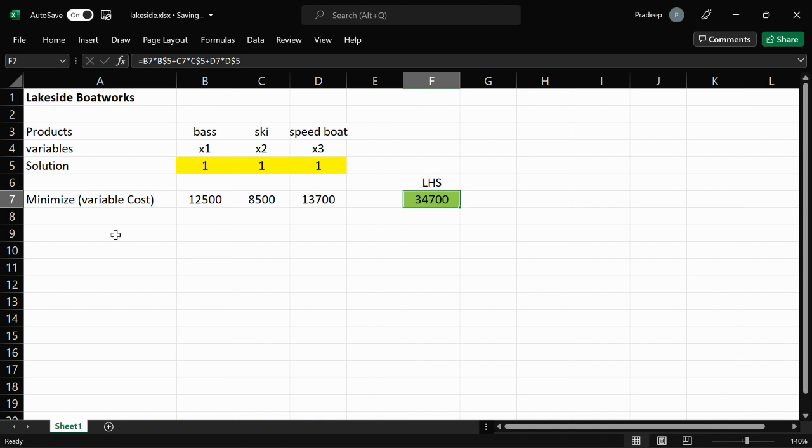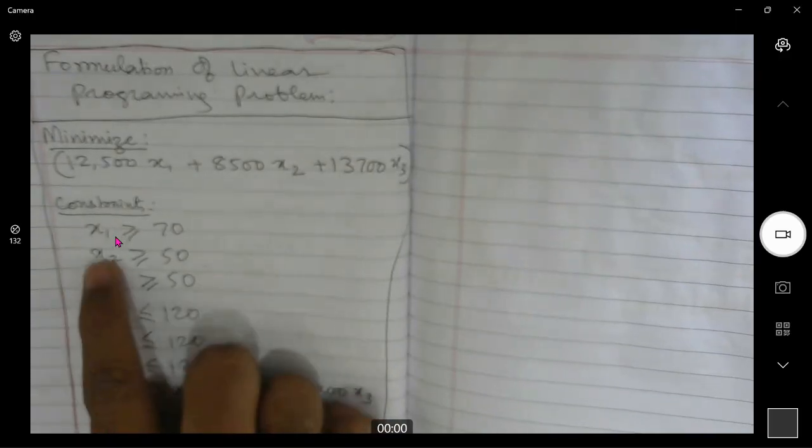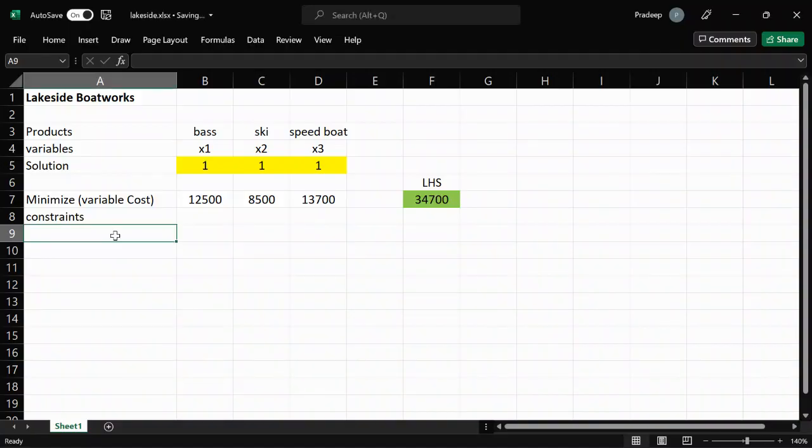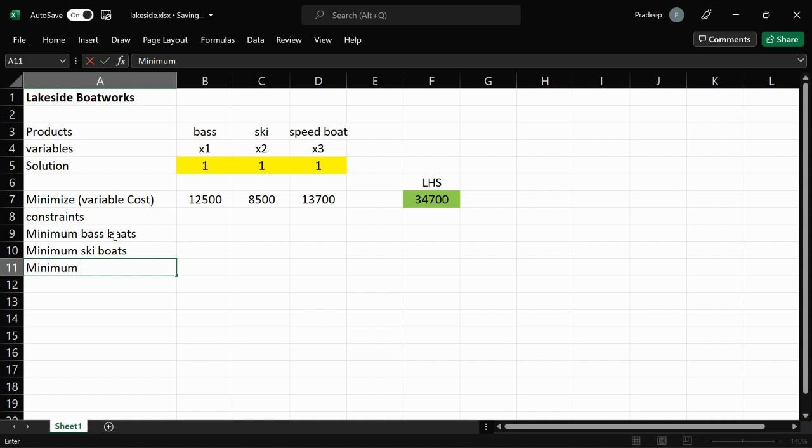Next, what are the constraints? Let me write here: constraints. So I have minimum production constraints x1, x2, x3: minimum bass boats, minimum ski boats, minimum speed boats. So this is the name of the constraint. And here I'll give one, here I'll give one, here I'll give one.